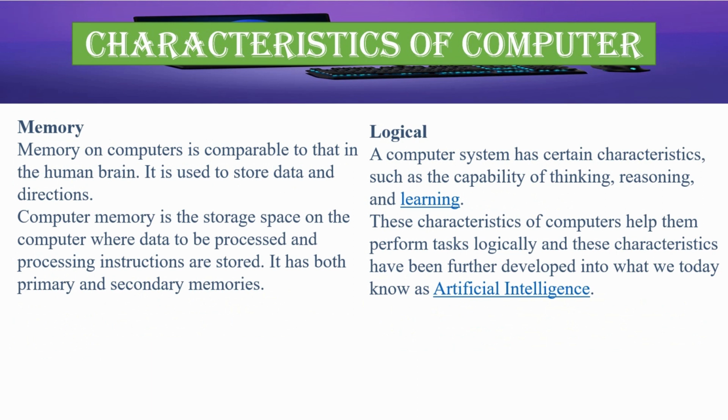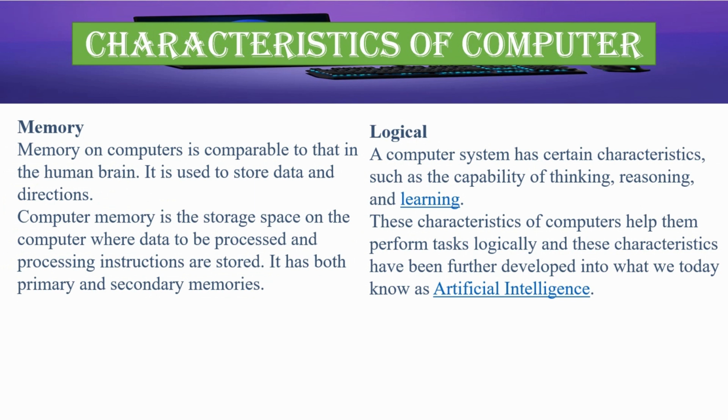Memory. Memory on computers is comparable to that of the human brain. It is used to store data and directions. Computer memory is the storage space on the computer where data to be processed and processing instructions are stored. It has both primary and secondary storage.